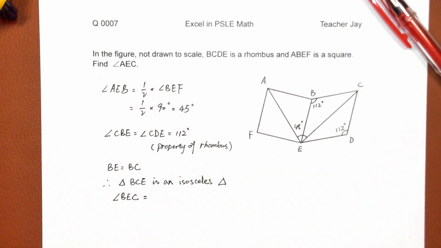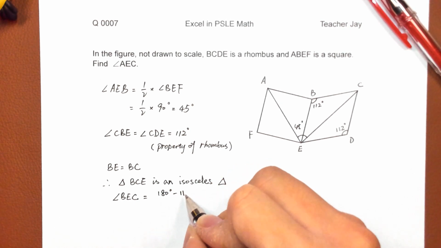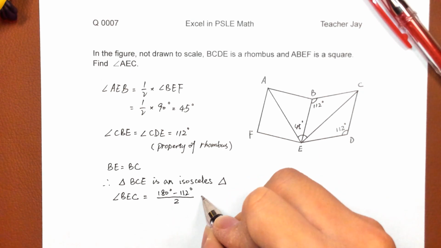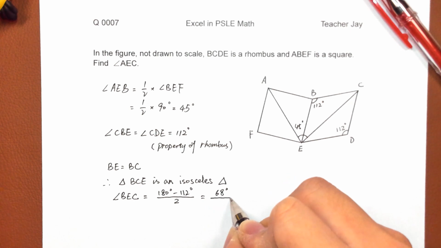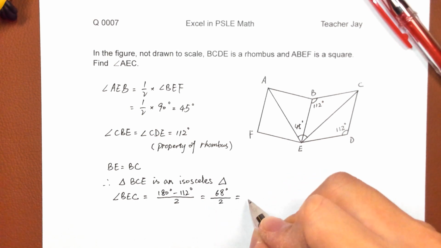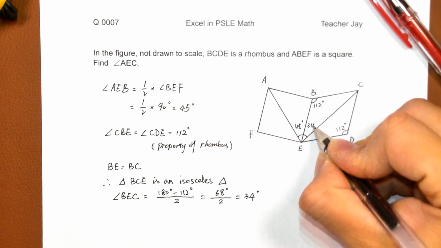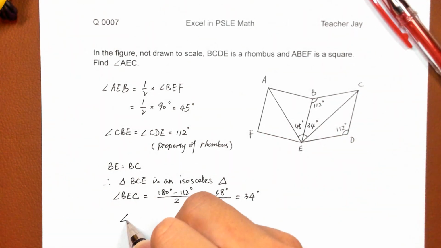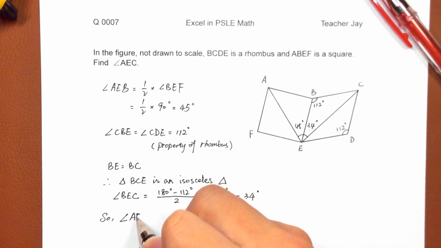equals 180 degrees minus 112 degrees. After that, divide by 2. 68 divided by 2 is 34 degrees. This part is 34 degrees.